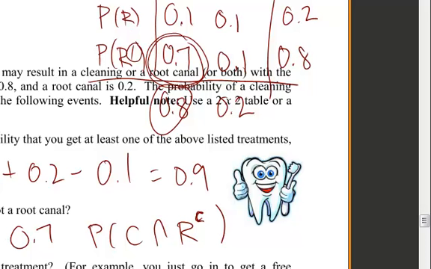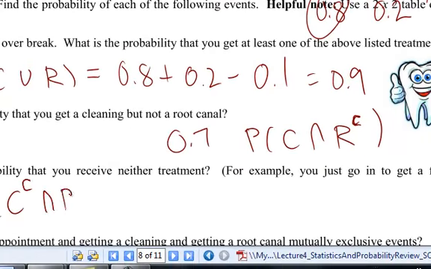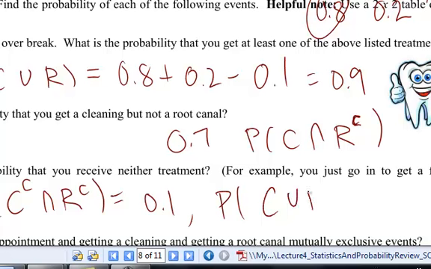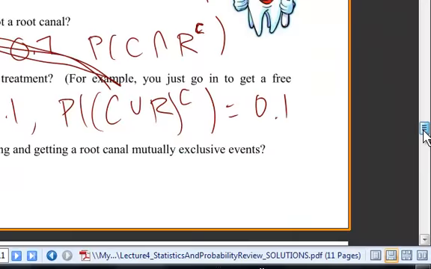What's the probability you receive neither? So there you are right here. That's the probability of a root canal not and cleaning not, which is 0.1, or that's the probability of a cleaning or root canal, not, which is also 0.1. Either way, by De Morgan's law, these are the same expression.